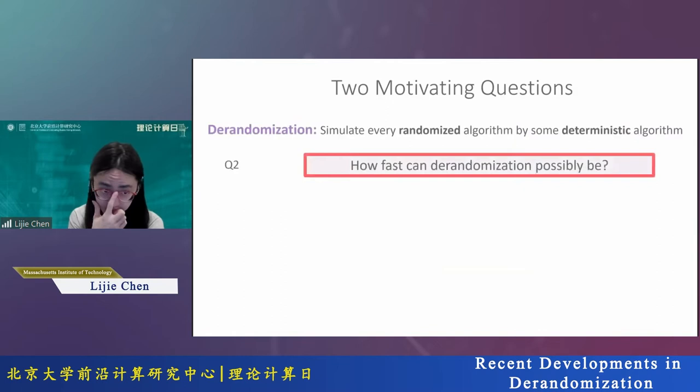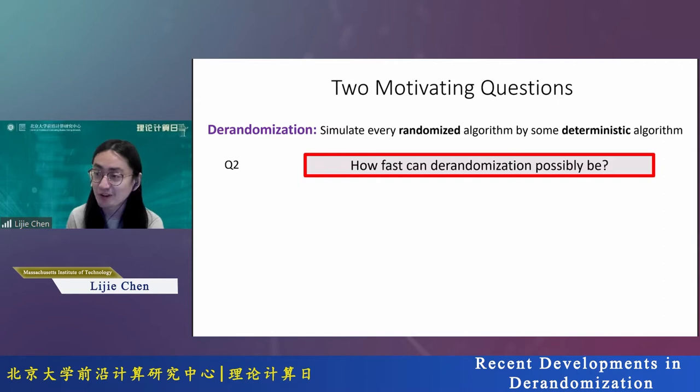And now let's take a look at the second. Oh, by the way, if you have any questions, feel free to ask.